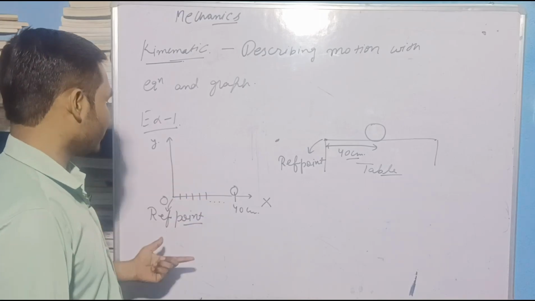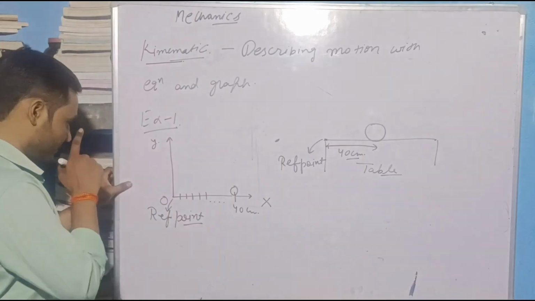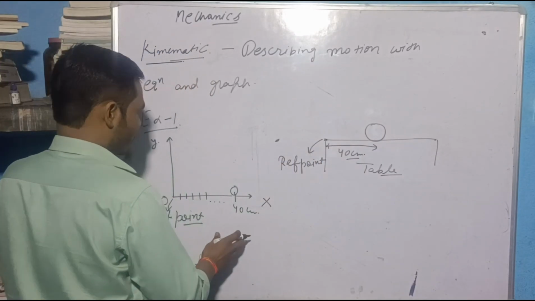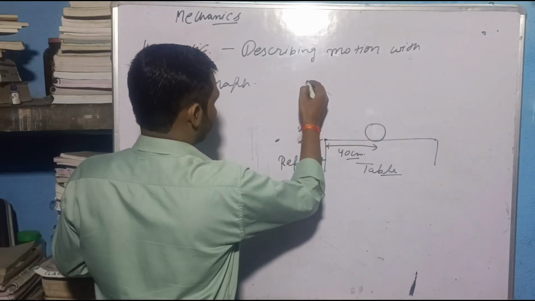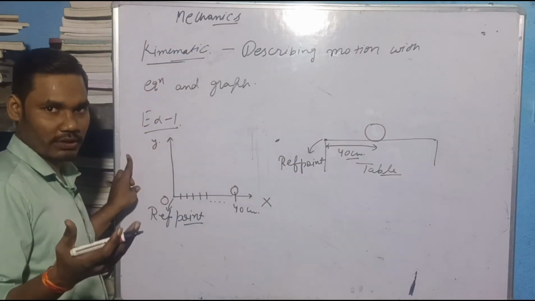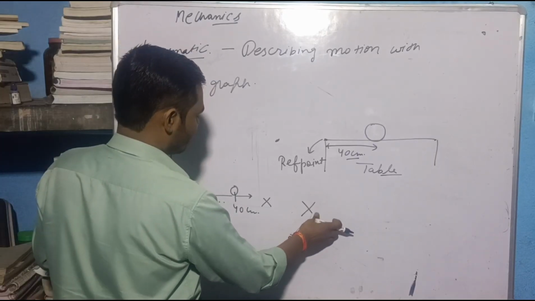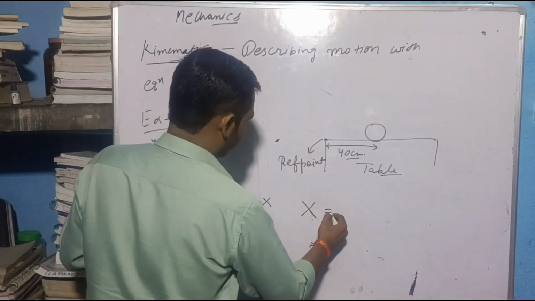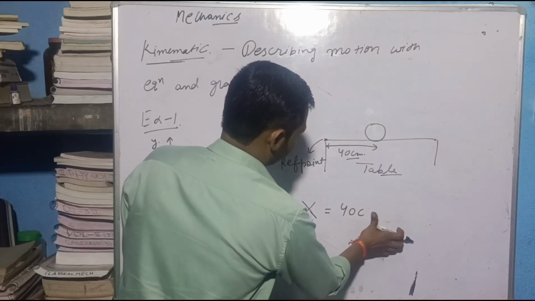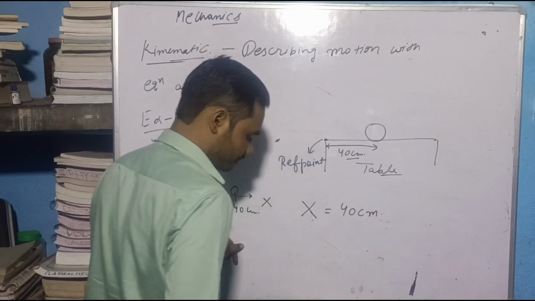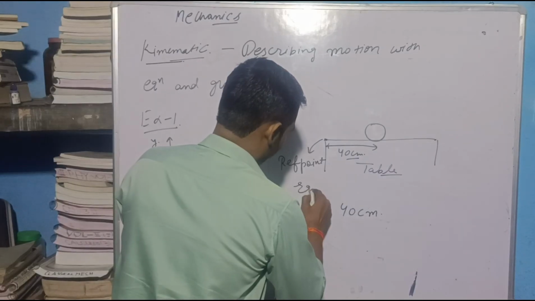Now, how can we express this situation mathematically? Let's see. The position of this ball is 40 centimeter. Position is a physical quantity, so we will write x is equal to 40 centimeter. So you can say that this is your equation of motion.